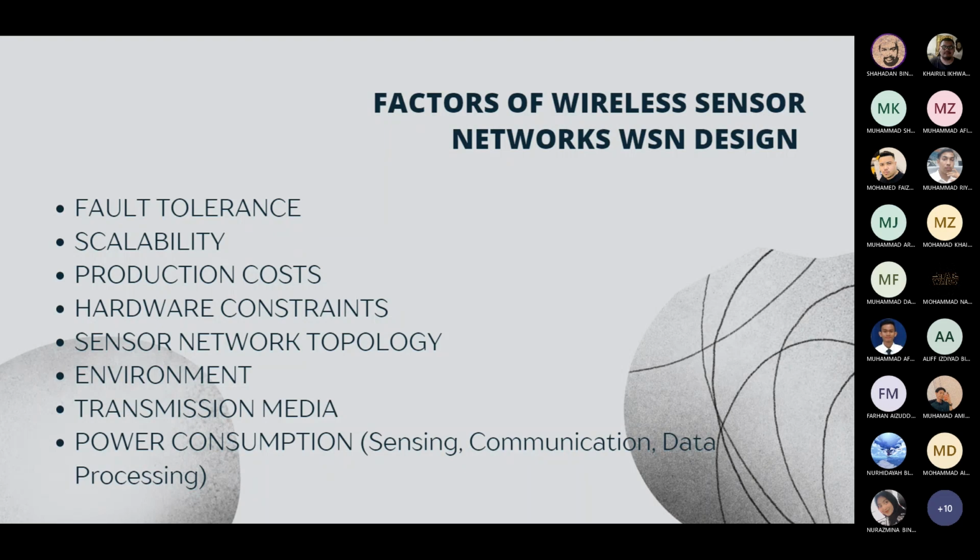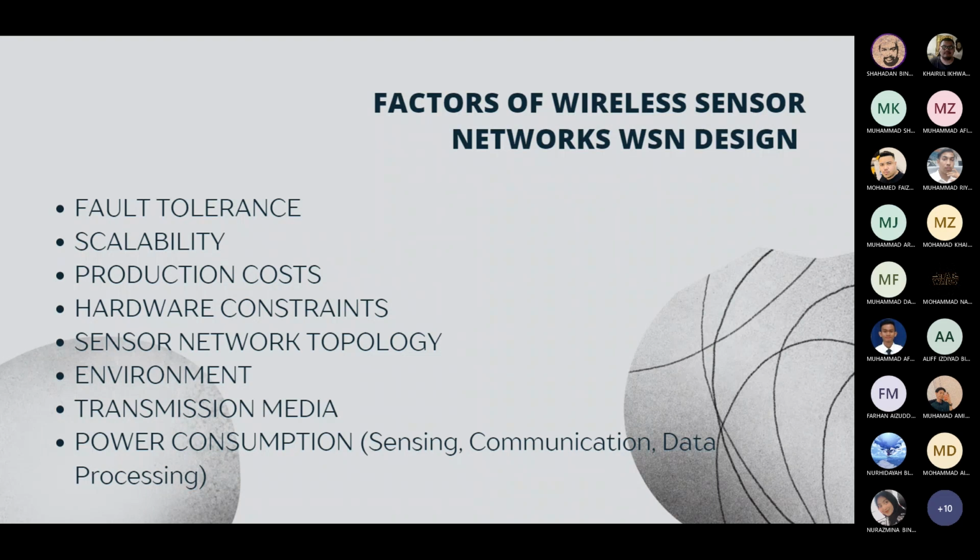For the penultimate, which is transmission media, the communication between nodes is normally implemented using radio communication, but in some sensor networks, some use optical or infrared communication, with the latter having advantages of being robust and virtually interference-free.